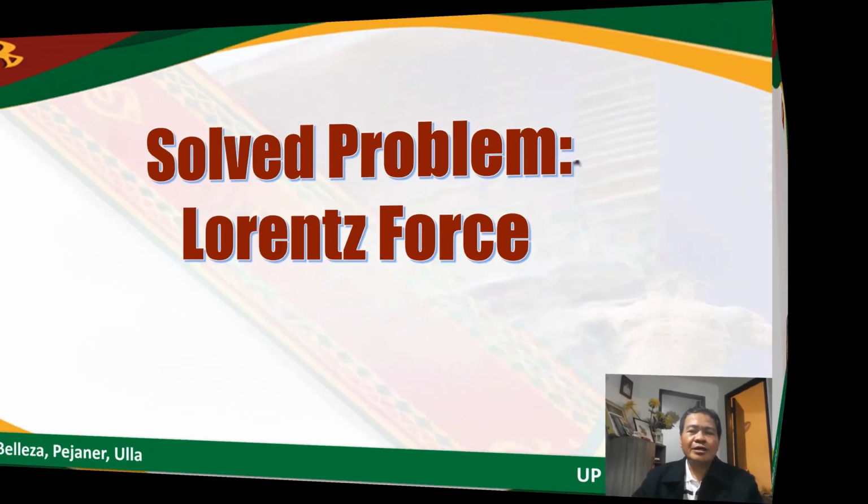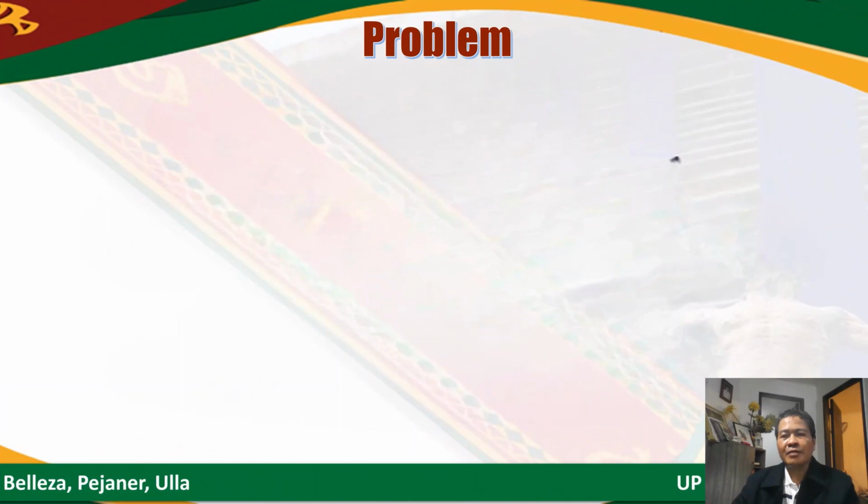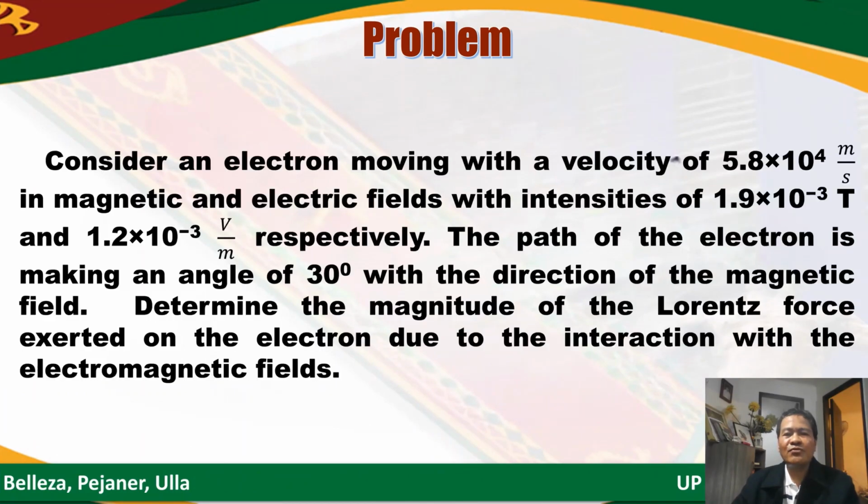We now have your problem. The problem reads, consider an electron moving with a velocity of 5.8 times 10 to the fourth meters per second in magnetic and electric fields with intensities of 1.9 times 10 to the negative 3 Tesla and 1.2 times 10 to the negative 3 volt per meter respectively. The path of the electron is making an angle of 30 degrees with the direction of the magnetic field. Determine the magnitude of the Lorentz force exerted on the electron due to the interaction with the electromagnetic fields.